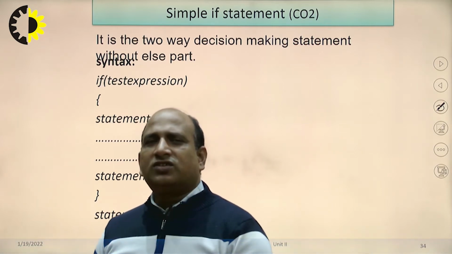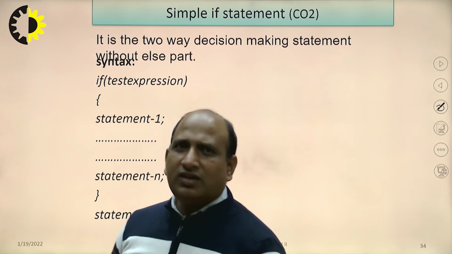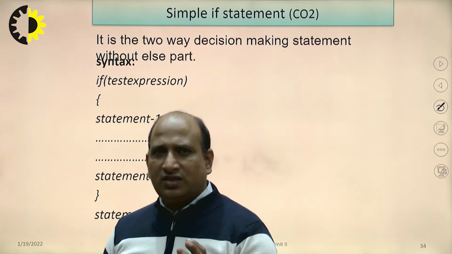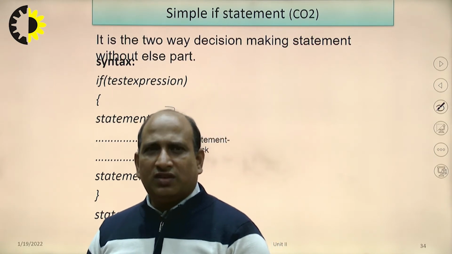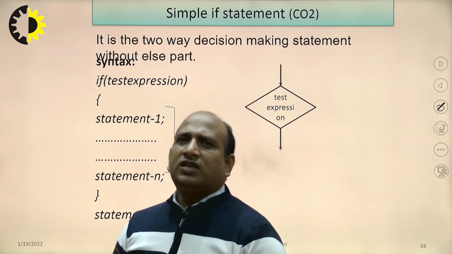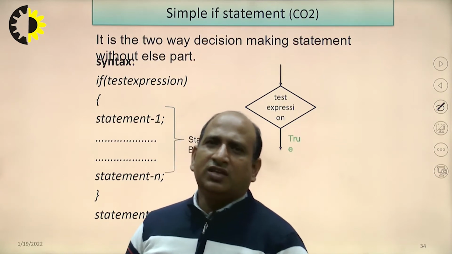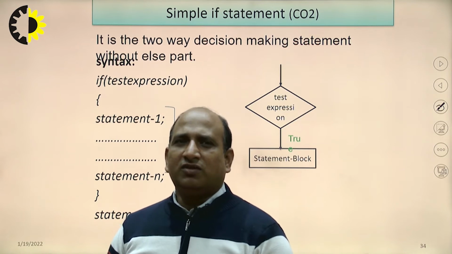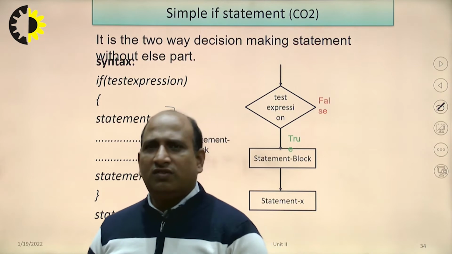This is the syntax of the C language for the if statement, and if we want to implement it in C, we have to follow this syntax only. The statement block will execute when the condition is true, that is, when the test expression comes true. Here is the flow chart for the same. Here we first test the expression. If the test is true, then the statement block from statement 1 to n will execute, and then the rest of the code will execute.